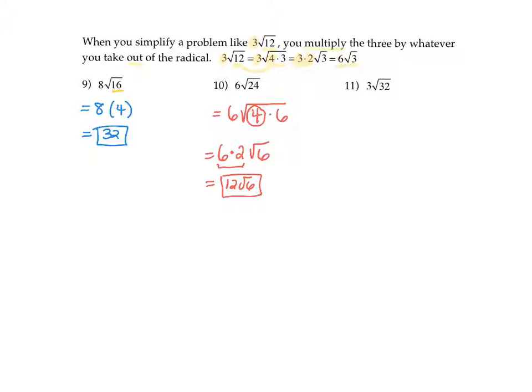Okay, in number 11, we have 3 times the square root of 32. If you remember earlier, we had the square root of 32 as a problem. And 32 can be factored into 16 times 2. So we have 3. It's going to get multiplied by the square root of 16, which is 4. So that comes out of the radical. And this little 2 stays inside. So final answer will be 12 square root of 2.